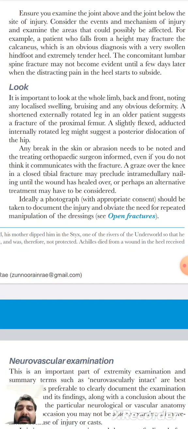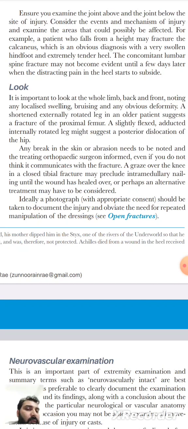Any break in the skin or abrasion needs to be noted and the treating orthopedic surgeon informed, even if you do not think it communicates with the fracture. A graze over the knee in a closed tibial fracture may preclude intramedullary nail until the wound has healed over, or perhaps an alternative treatment may have to be considered.